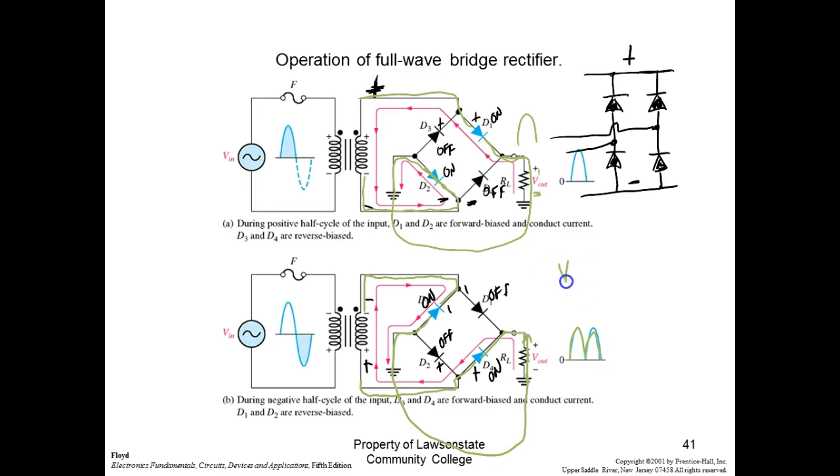Now, the only thing that changes is V peak out is going to be equal to V peak secondary minus 1.4, because every time now we go through how many diodes? 2 diodes.